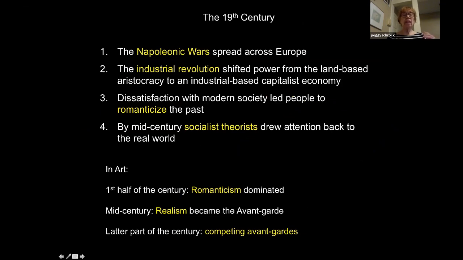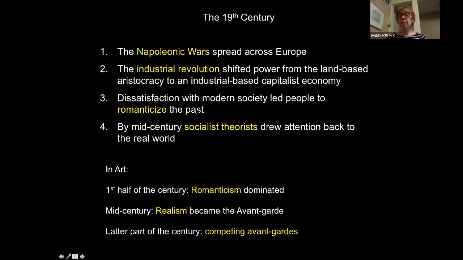So let's talk about the 19th century. Period of war, we know that. We just talked about that. Also the period of the Industrial Revolution. And the Industrial Revolution was doing important things. It was shifting power from the aristocracy to this industrial capitalist in the middle class. So this basically is the rising of the middle class.